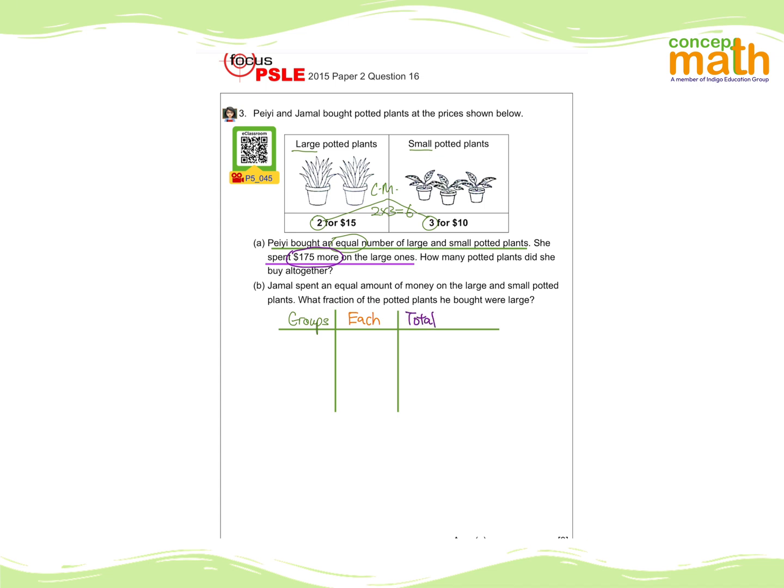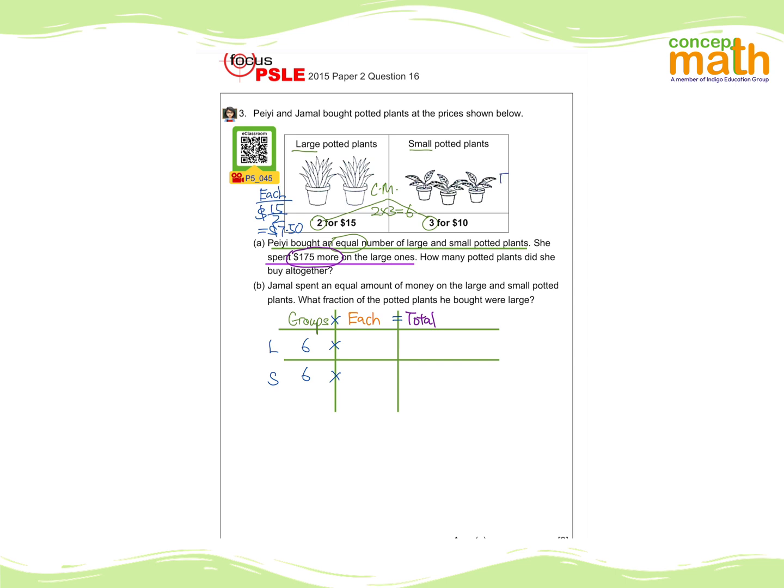For the number of potted plants, as we have calculated a common multiple of 2 and 3, that means for the large and small potted plants, you have to get at least 6 of them. Then you multiply it by the cost of each potted plant to get the total. The large potted plant is selling at 2 for $15, so to find the cost of each, you divide $15 by 2 to get $7.50 for one potted plant.